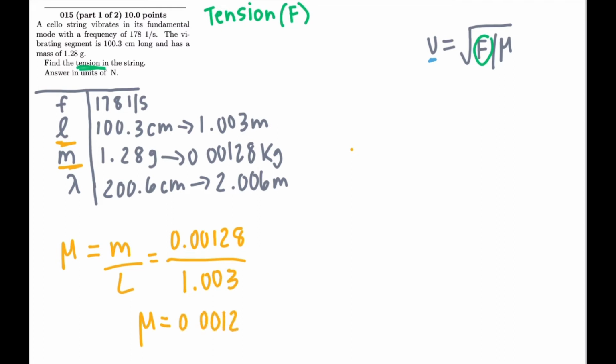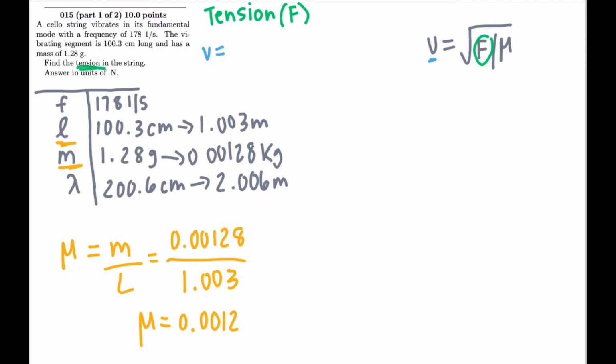0.0012. Okay? So we just found our mu, or our linear, I need to stop calling it mu. I get confused with it, but it's linear density. So we found our linear density, right? Sorry about that. And now we're going to find our velocity because we need the velocity in order to find the tension force.